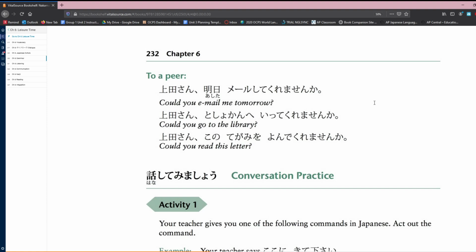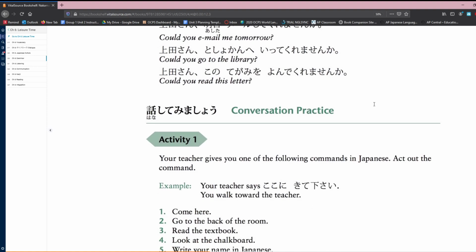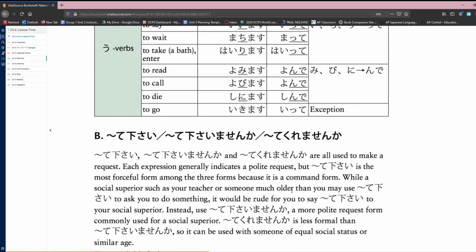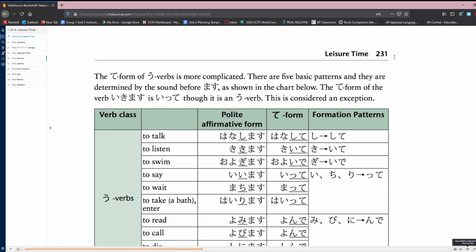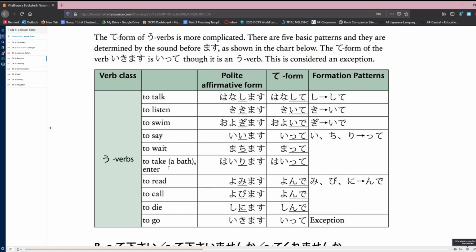This is all we're going to be talking about with te form for now. We will be practicing this in class. Don't worry. But like I said, I want you to go back. I'm emphasizing this for a reason. Make sure you mark this page. It's page 231. Make sure you commit this chart to memory so that you know those formation patterns. Awesome work. We'll go over this in class, and I'll see you then.